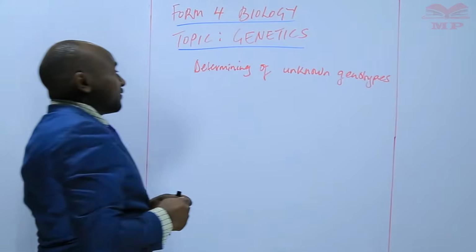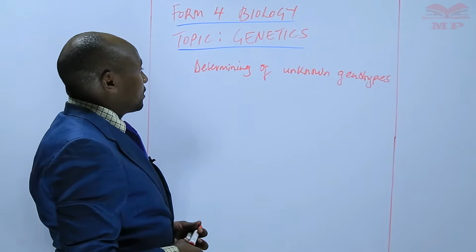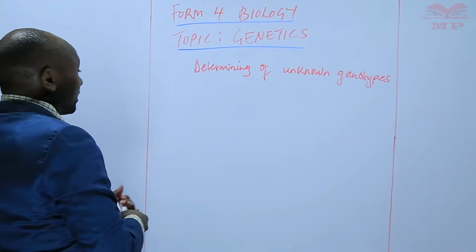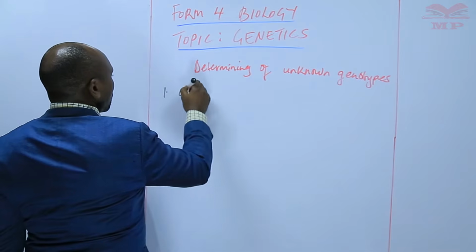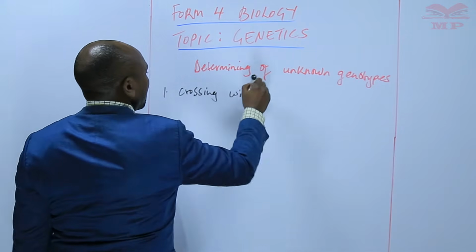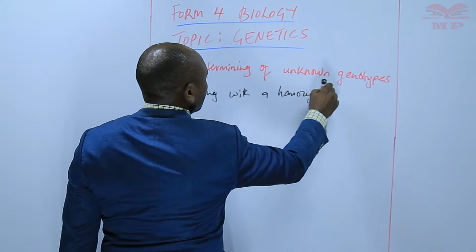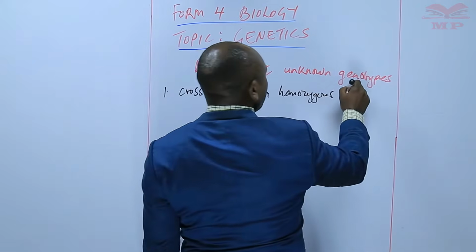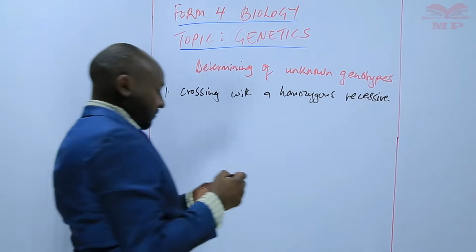So one of the ways of determining unknown genotypes is by doing something that is called crossing with a homozygous recessive. Crossing with a homozygous recessive.